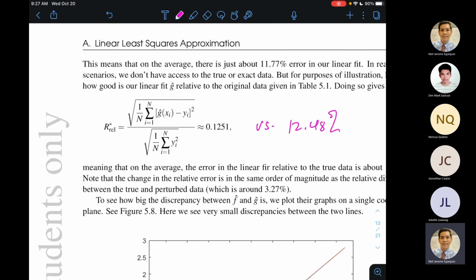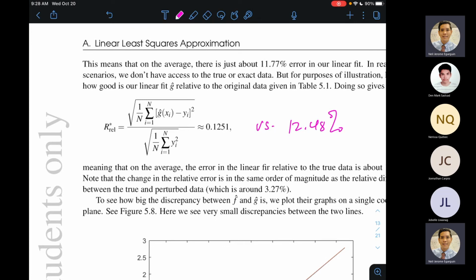So, konting-konti yung pinagbago, right? 3.27% yung measurement noise, pero magkalapit pa rin yung relative error, right? So that means medyo stable yung least squares approximation with respect to perturbation in the data.